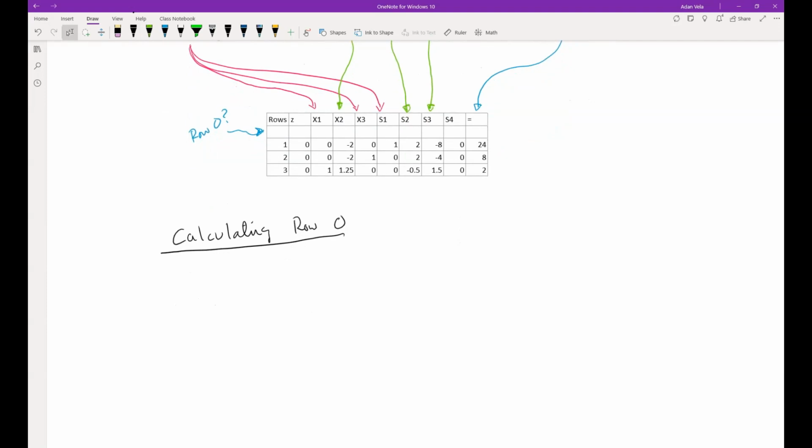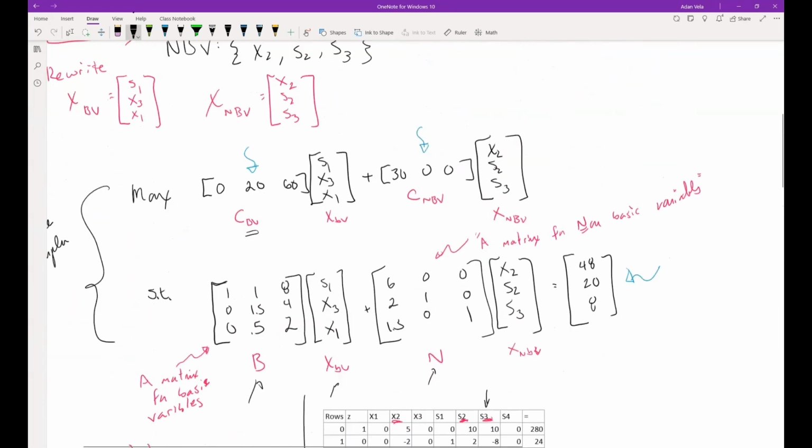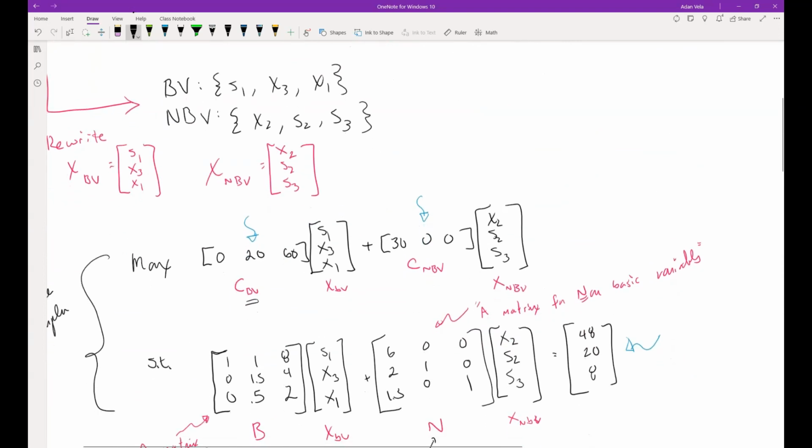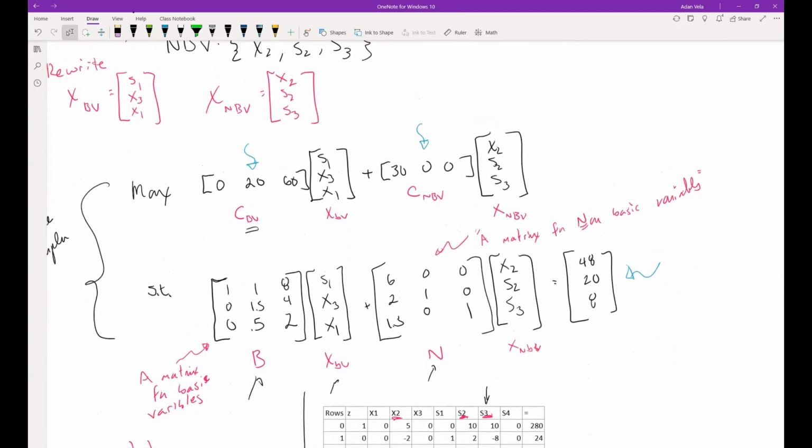All right, so we have a few equations that we can use in order to solve what row 0 ends up being. So the first one is, what does our original row 0 start off as? And again, we're going to reference back to this equation right here. Right? So we have CBV times XBV plus CNBV times XNBV, and all this is equal to Z.